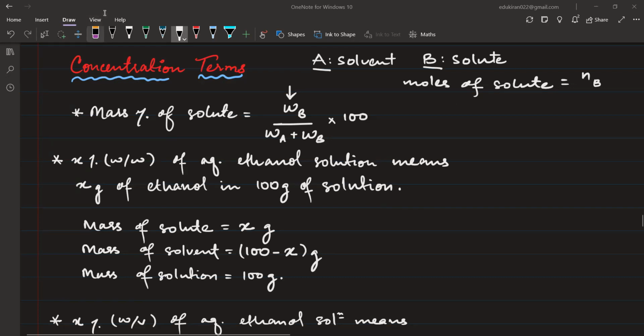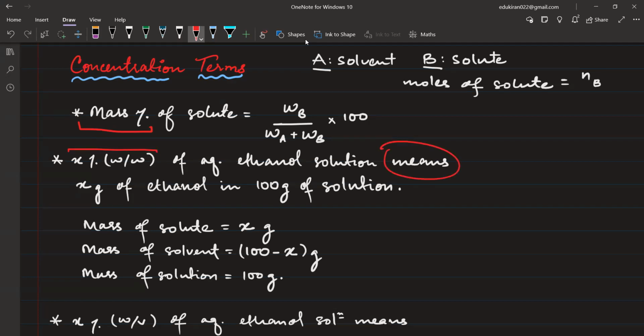So the first concentration term is mass percentage of the solute. It is simply defined as the mass of solute divided by the total mass of the solvent and solute, that is, the total mass of the solution, into 100. Now, this is the definition, but more often you will see some information given in mass percentage terms. For example, they will give you X percentage W by W of an aqueous ethanol solution.